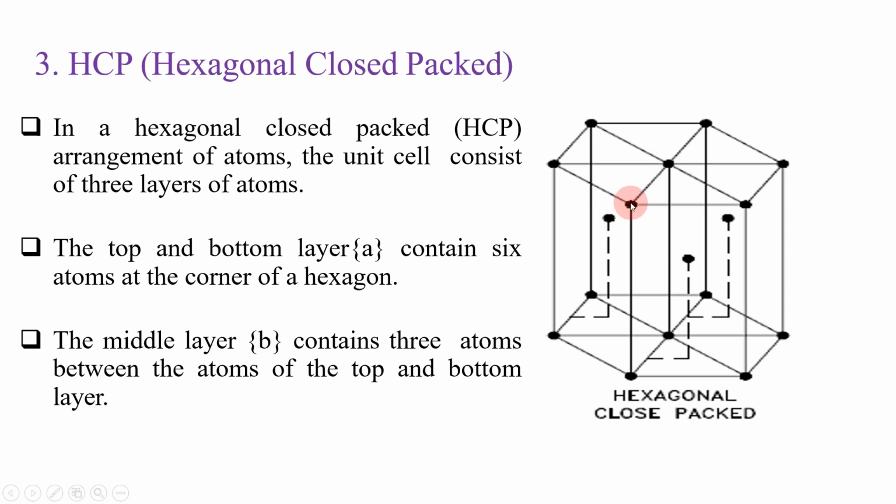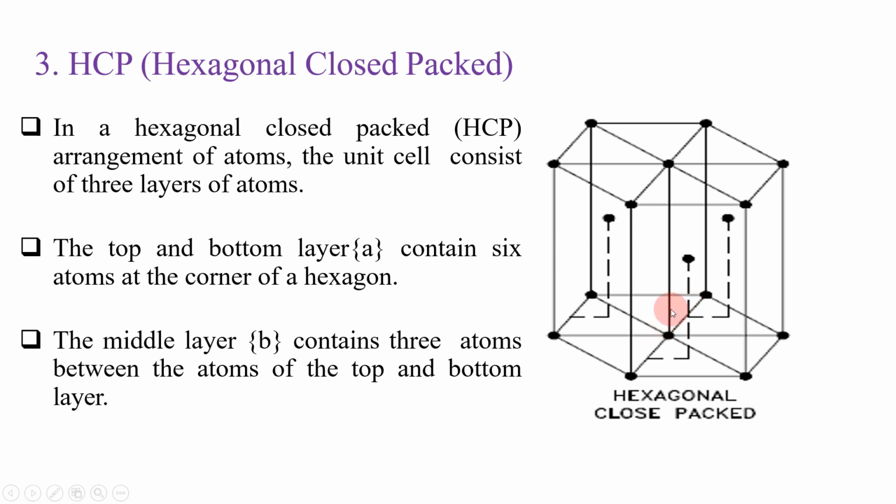The next condition mentioned there: the top and bottom layers contain 6 atoms at the corners of a hexagon. You can see 6 atoms. What are these atoms? First, second, third, fourth, fifth, and sixth. I have already told you that it has a hexagon on its top and bottom also. So the top and bottom layers contain 6 atoms at the corners of a hexagon, which we have confirmed by diagram.